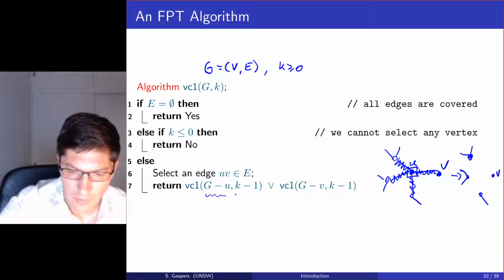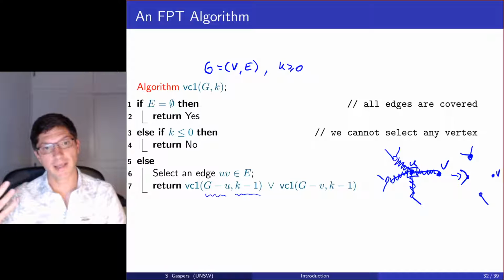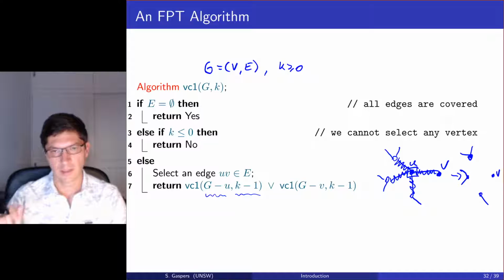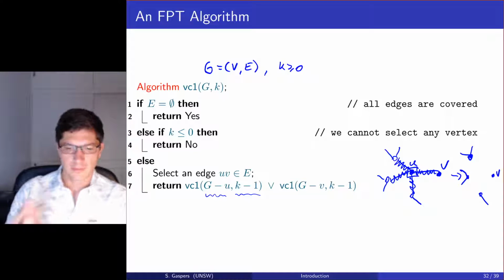And our budget has now decreased by 1 because we already added u to the vertex cover. What remains to be done is we need to cover all the remaining edges that u didn't cover. So we need to find a vertex cover of size k minus 1 in the graph g minus u, since our budget has decreased by 1. And the graph g minus u contains all the remaining edges that still need to be covered. So that's the first option.